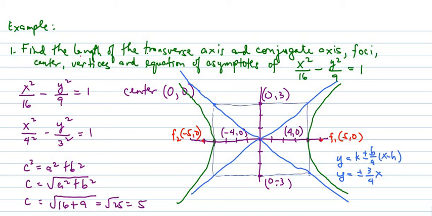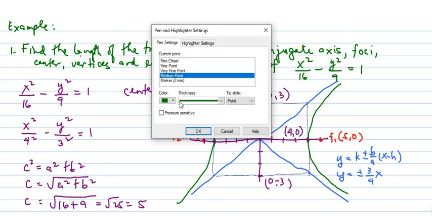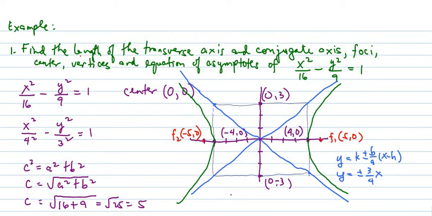Okay, so we have the length of the transverse axis. Its length is from the vertex to the other vertex, or 2 times a. Let me change my pen color. Length of the transverse axis equals 2 times a, which is equivalent to 2 times 4 equals 8.